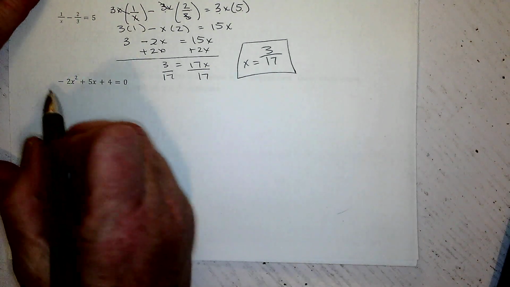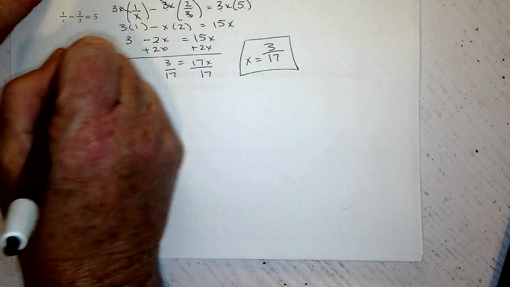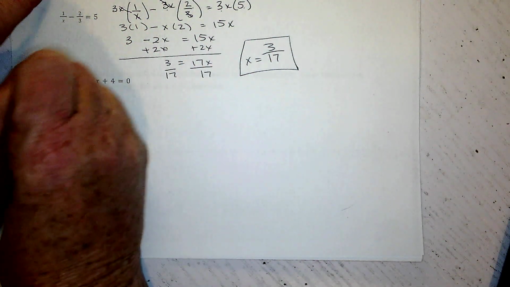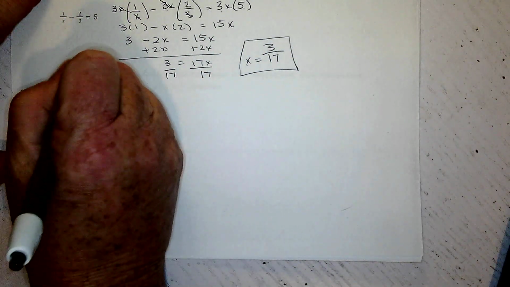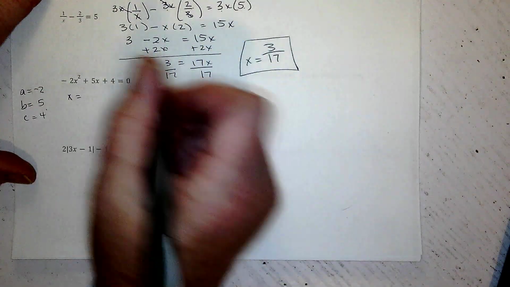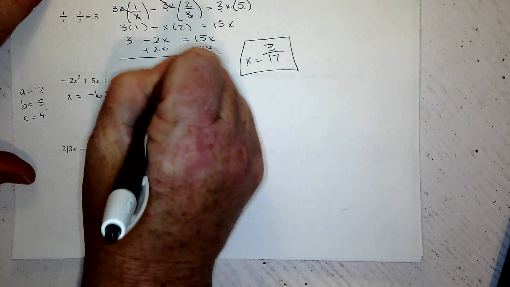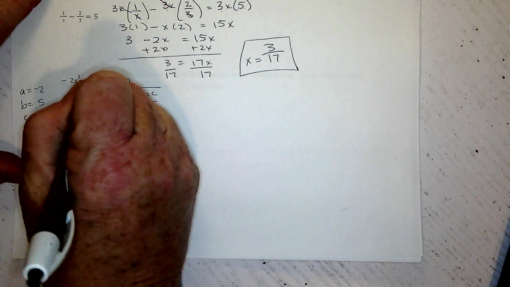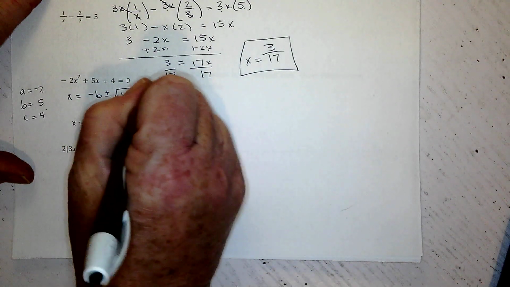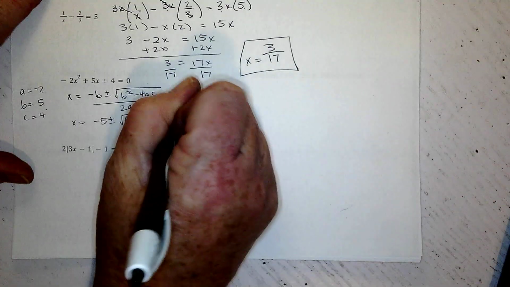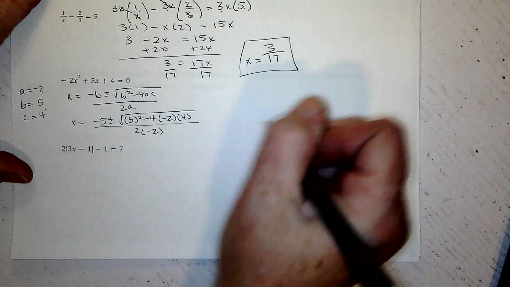Right. Negative 2x squared plus 5x plus 4. This is a quadratic, just looking to happen. So a equals negative 2, b equals 5, and c equals 4. This is given to you on your final exam, already provided. So x equals negative b, so negative 5 plus or minus the square root of 5 squared minus 4ac, all over 2 times a.